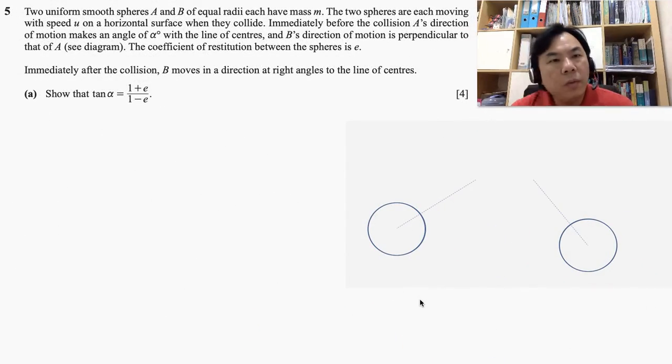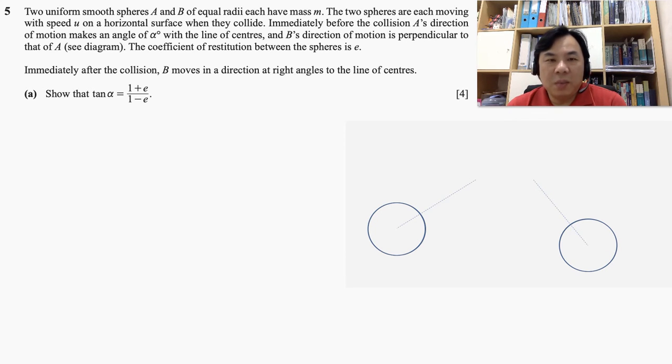All right, question 5 is relating to collision of two rigid bodies, or sometimes we call that oblique collision, right? Now we have two uniform smooth spheres A and B with an equal radius. Each has a mass m. The two spheres are each moving with speed u on a horizontal surface when they collide. Immediately before collision, A's direction of motion makes an angle alpha with the line of centers, whereas B's direction of motion is perpendicular to that of A.